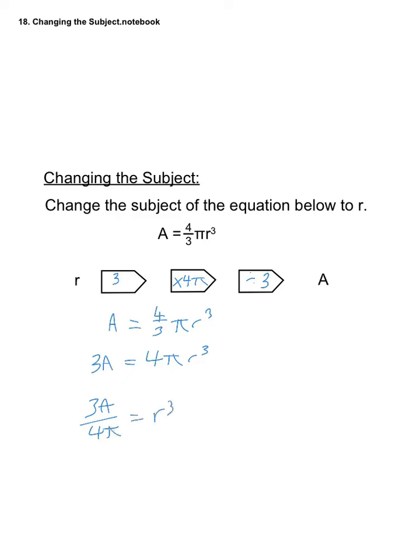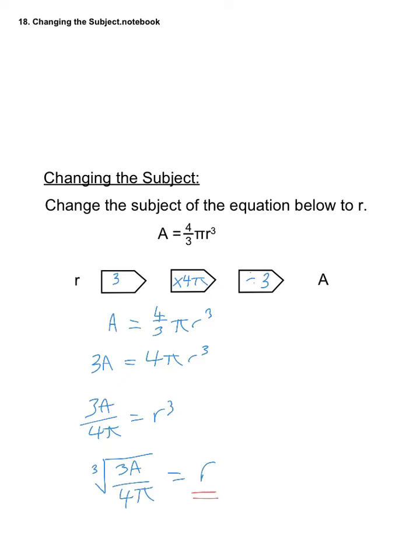And finally, we're undoing a cubed. That's what I said earlier when we were talking about the inverse operations. The opposite of cubed is cubed root. The way you write that is you write the square root sign, but with a wee 3 at the side there. So our final answer is r is equal to the cubed root of 3a divided by 4 pi. And again, our r has been isolated all on its own, so that is us changed the subject.